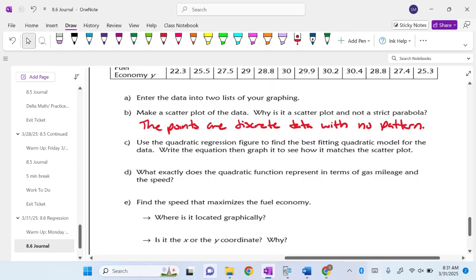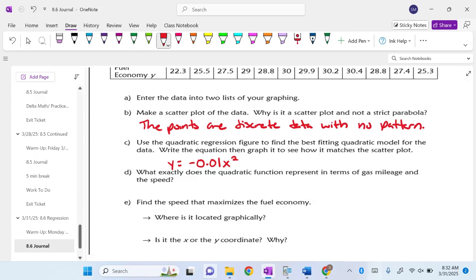Now, what's the quadratic function? So y would equal what? And I want you guys to round to the nearest tenth, so 1 place. So if y is equal to ax squared plus bx plus c, what are my a, b, and c values? What's my a value? What's it say? Negative 0.01. So negative 0.01 x squared.